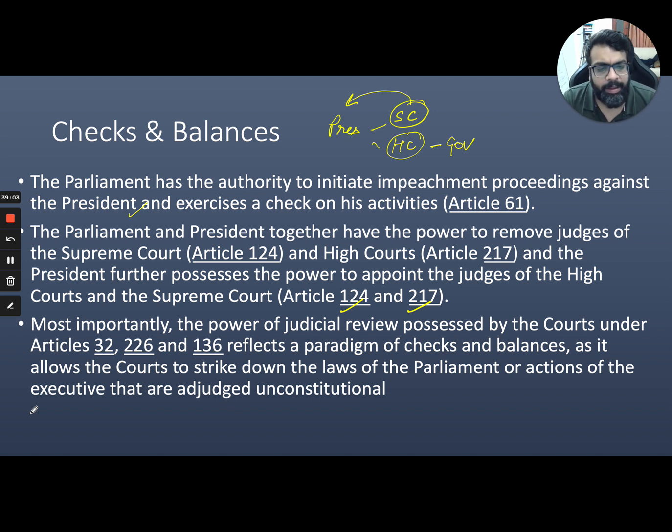Most importantly, the powers of judicial review, which is under Articles 32, 226 and 136 (136 is special leave petitions, which we will discuss later on), reflect a paradigm shift of checks and balances, wherein the courts have been empowered to strike down laws of the parliament or actions of the executive which are often adjudged to be unconstitutional. Apart from this, the Supreme Court has also been bestowed with extraordinary jurisdiction to do whatever it can to ensure there is justice which is upheld.